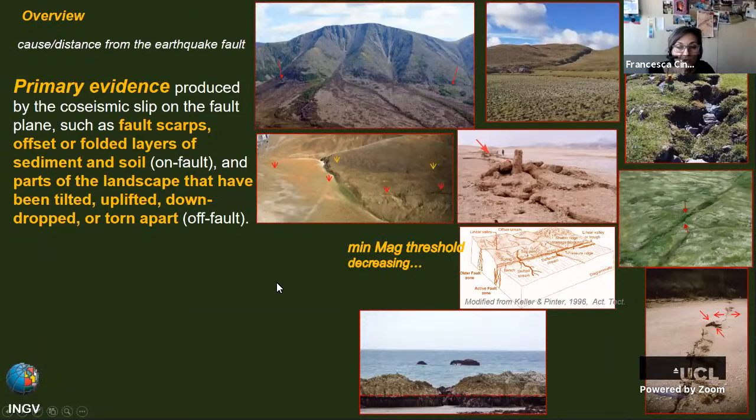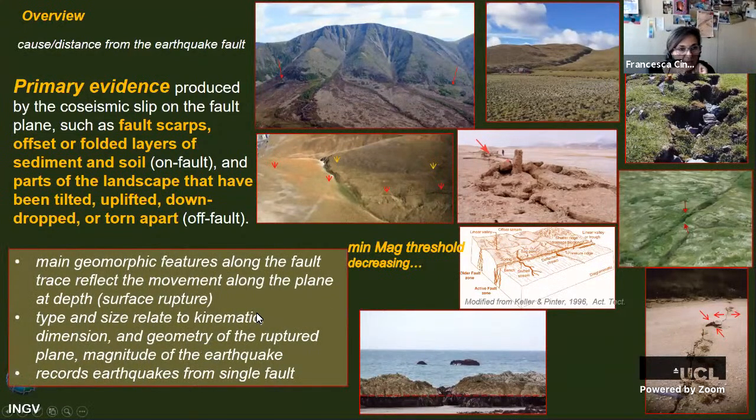And the minimum magnitude threshold, I want to say, is really decreasing also because of the advances in remote sensing surveys. So let's just think about the 4.9 earthquake in France in 2019. Even if the surface rupture is really subtle, we have the help of these remote images for sure.